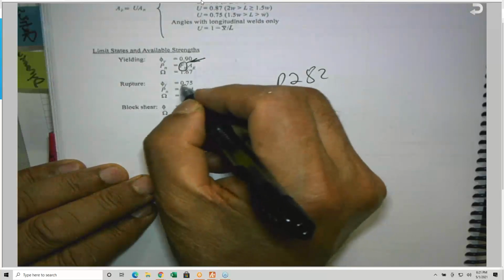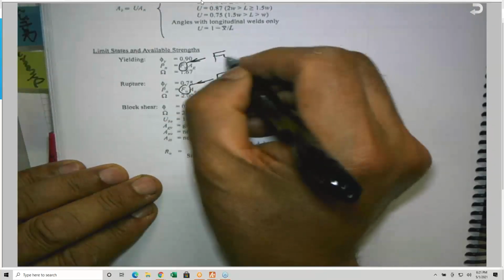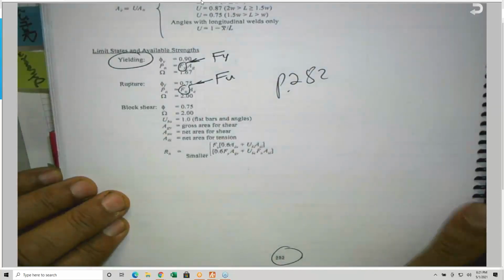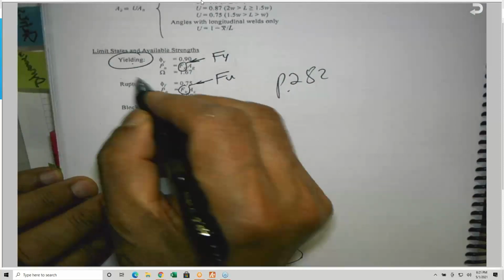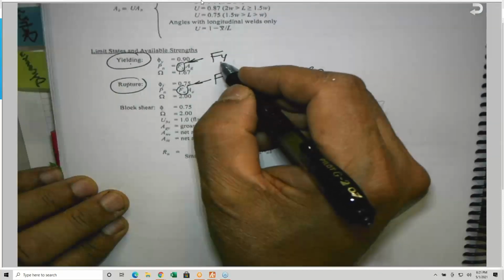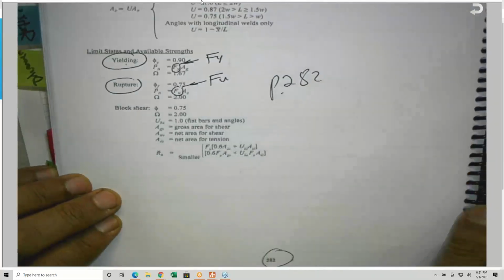Okay, and this is F sub U. So this is F sub U and F sub Y. One design parameter is based on the yielding, and one is based on the rupture or failure. So one we need to get F sub Y, and one we need to get F sub U. The one you are going to see shortly. Okay, so we are using the F sub Y and the F sub U.